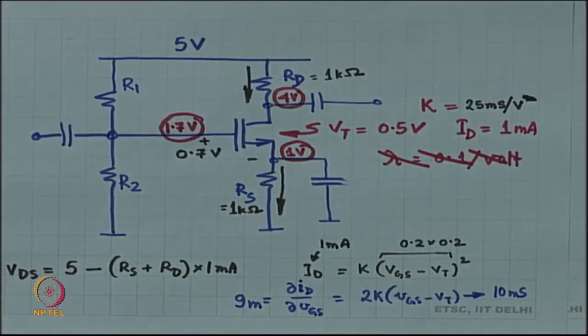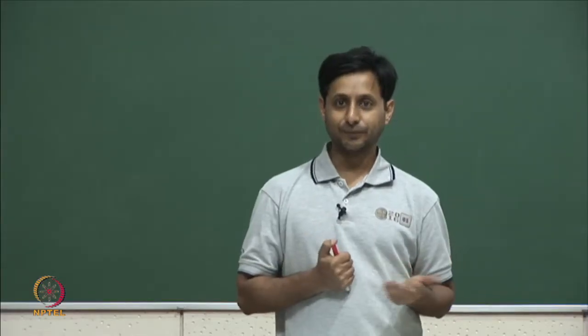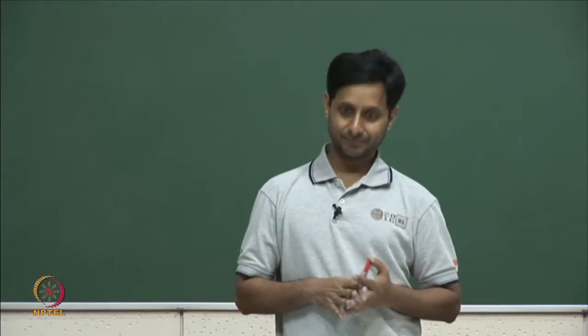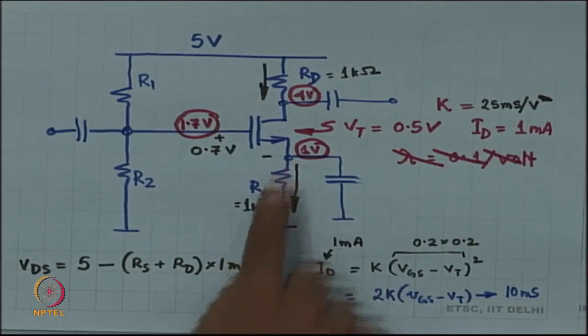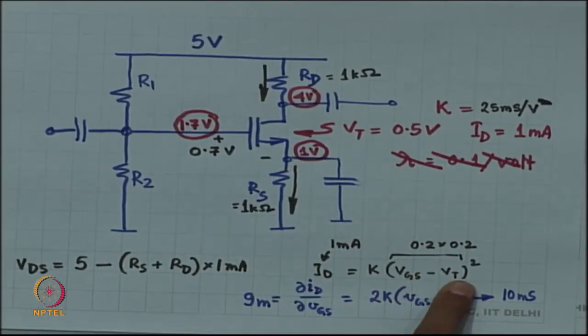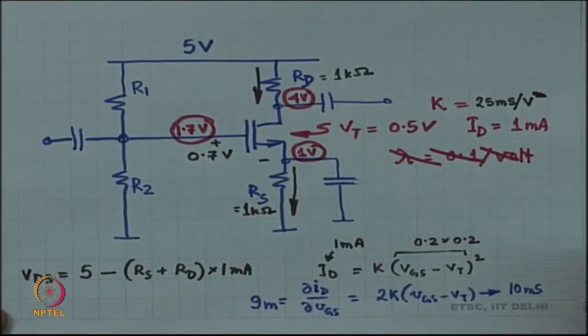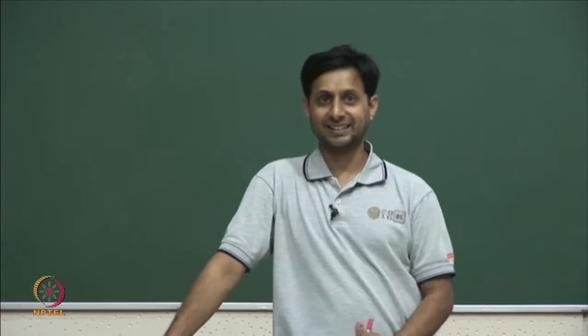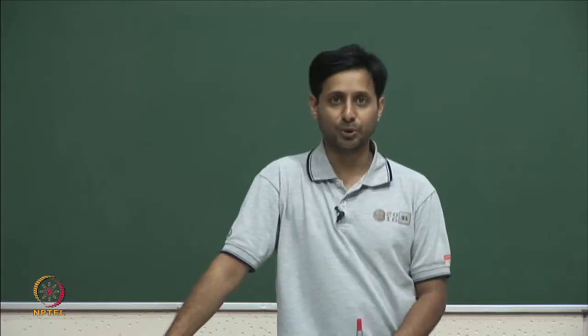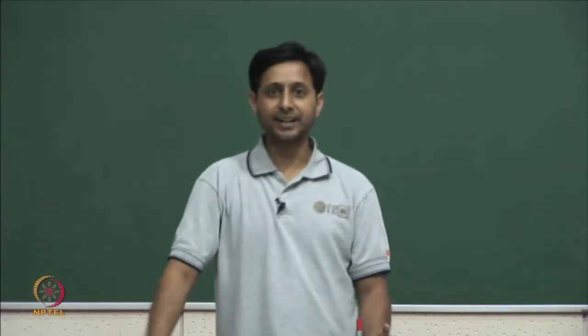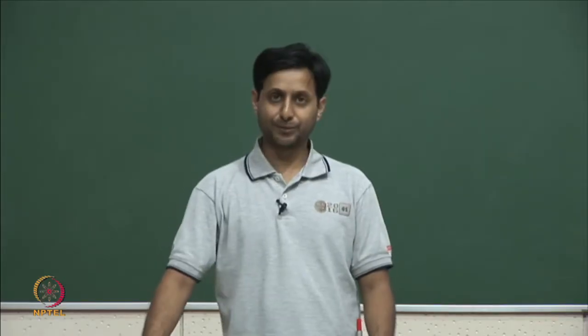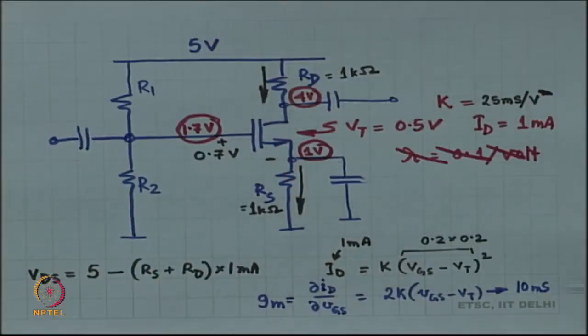Okay. Now, just check that VDS is more than VGS minus VT. VGS minus VT is 0.2 volts, right. Is VDS more than 0.2? Yes. VDS is 3 volts over here, which is much more than 0.2. So, you are safely in the flat region of the MOSFET. In fact, your power supply could have been much lower.